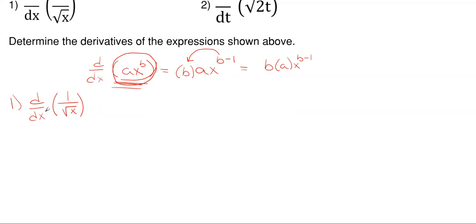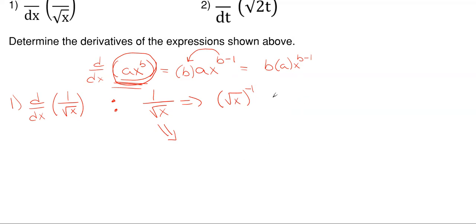So before we can take the derivative, let's go ahead and change 1 over the square root of x two different ways. We're going to do the first one, and then we'll do the second one, and we're going to try to get it in this form of ax to the power of b. So looking at this, whenever you have 1 over a variable, that basically means it's to the power of -1. So 1 over the square root of x is the same as square root of x to the power of -1.